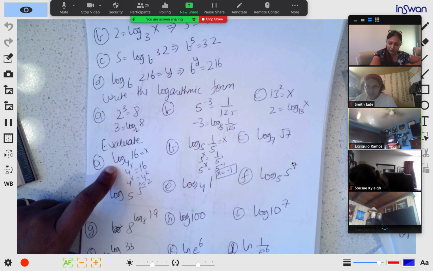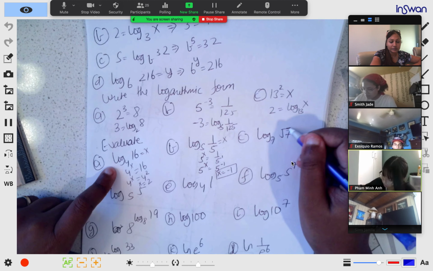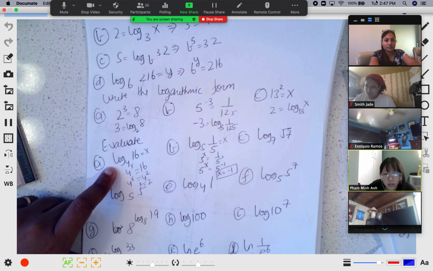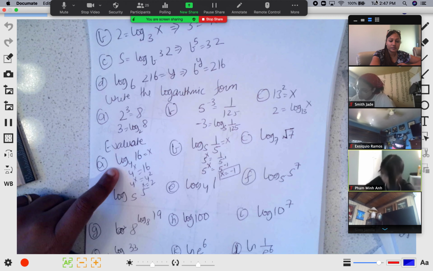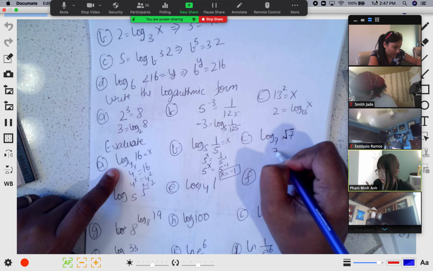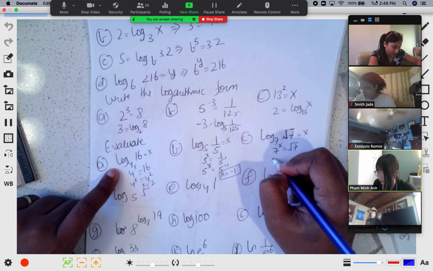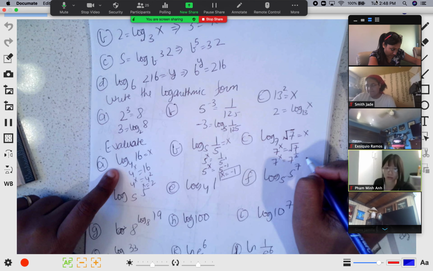Minhan? Yeah, I'm still doing it. Sure, take your time. But you're going to help me with this one. Is that square root 7? Yes, it's square root 7. It's going to be 7 to the power of x equals square root 7. And then that is going to be 7 to the power of 1/2. Yes, exactly. So x is equal to 1/2. Really good.